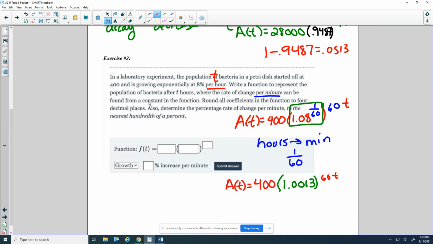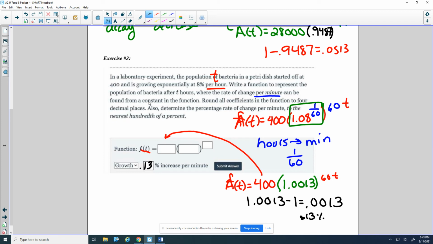Okay, so that's my function, and really I'm writing A of t, but all these are f of t, right? Hopefully we're okay, right? That's kind of the same thing there. Now this is growth, not very much growth per minute, but if I subtract, right, move the decimal over 2, that's 0.13%. So that's what I would put right there in that spot. So one more on the next page.